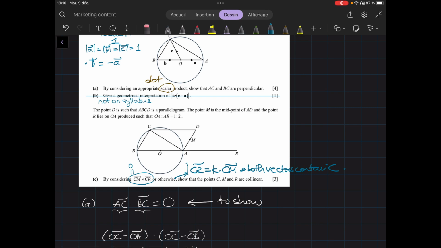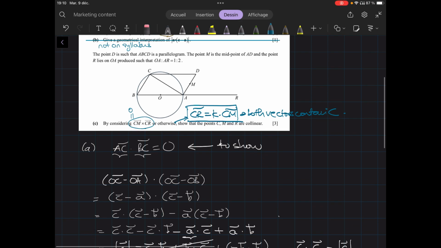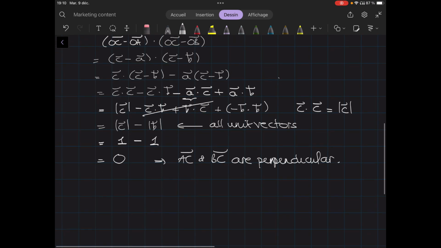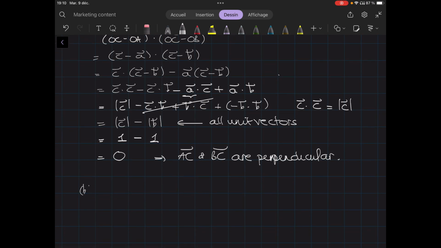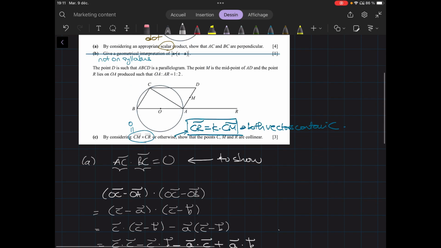I would personally go down this path instead of taking the cross product, simply because there's no real benefit to taking the cross product in this case. So, let's now express CR and CM in terms of A, B, and C. ABCD is a parallelogram. So, we need to use this fact somehow.